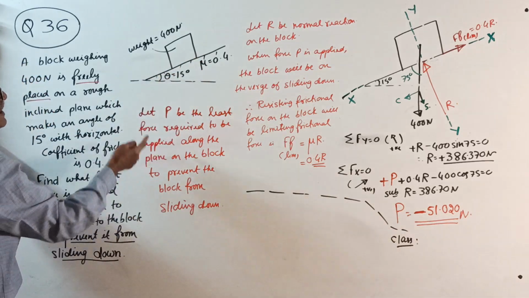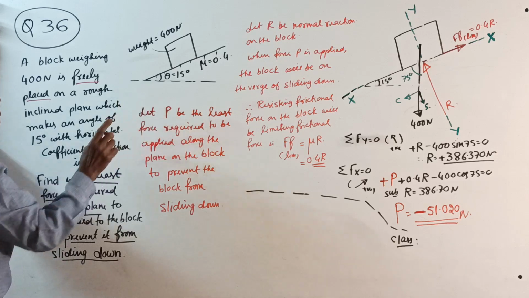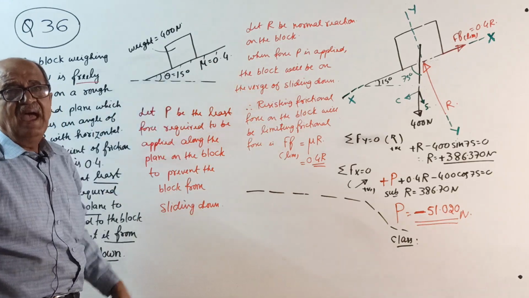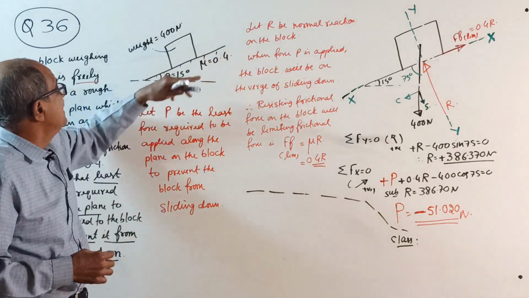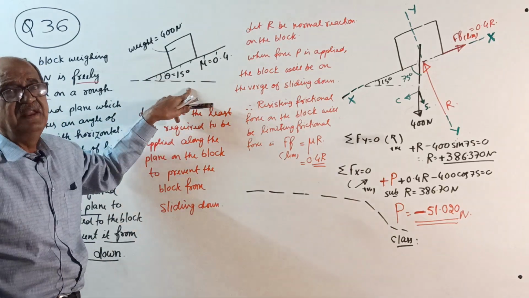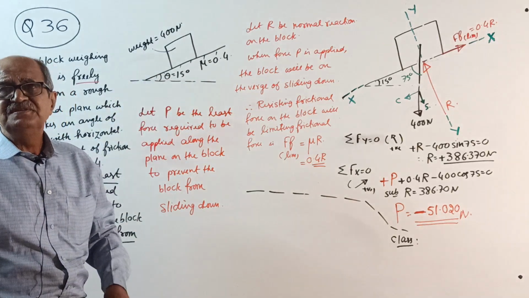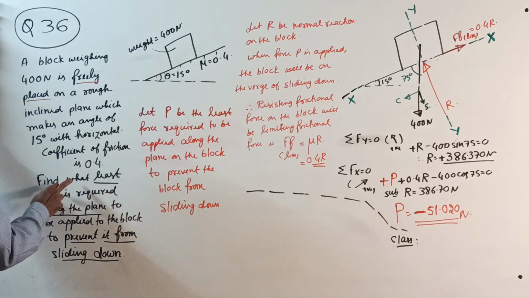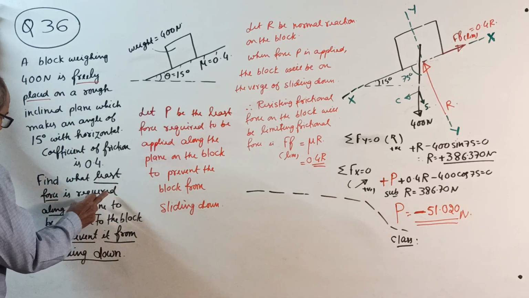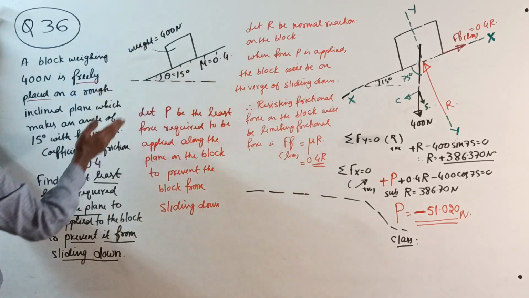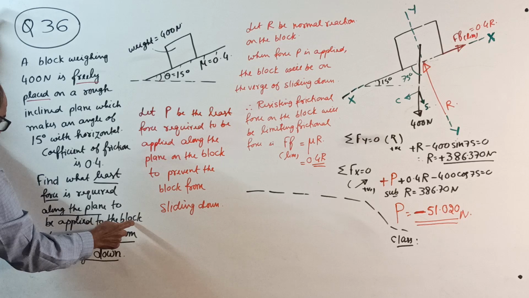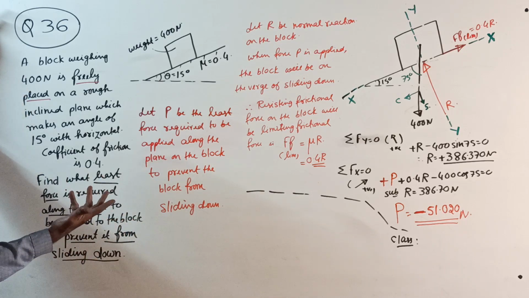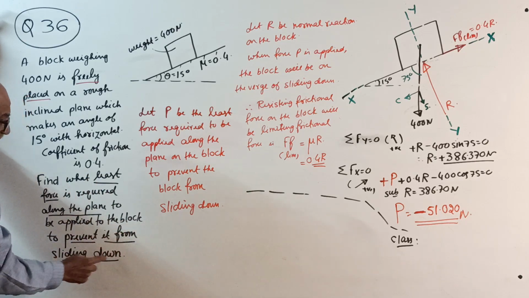You should write these given values. When you solve, you should write: given coefficient of friction is 0.4, and angle of inclination of the inclined plane with horizontal, theta, is 15 degrees. If you write all these, the solution becomes more systematic. Then the question is: find what least force is required, along the plane, to be applied to the block to prevent it from sliding down.